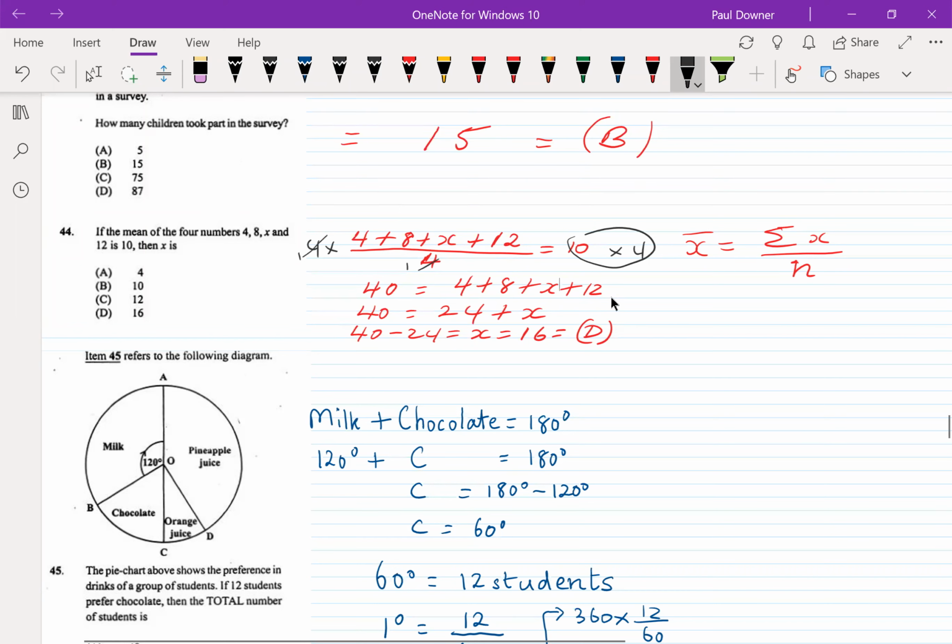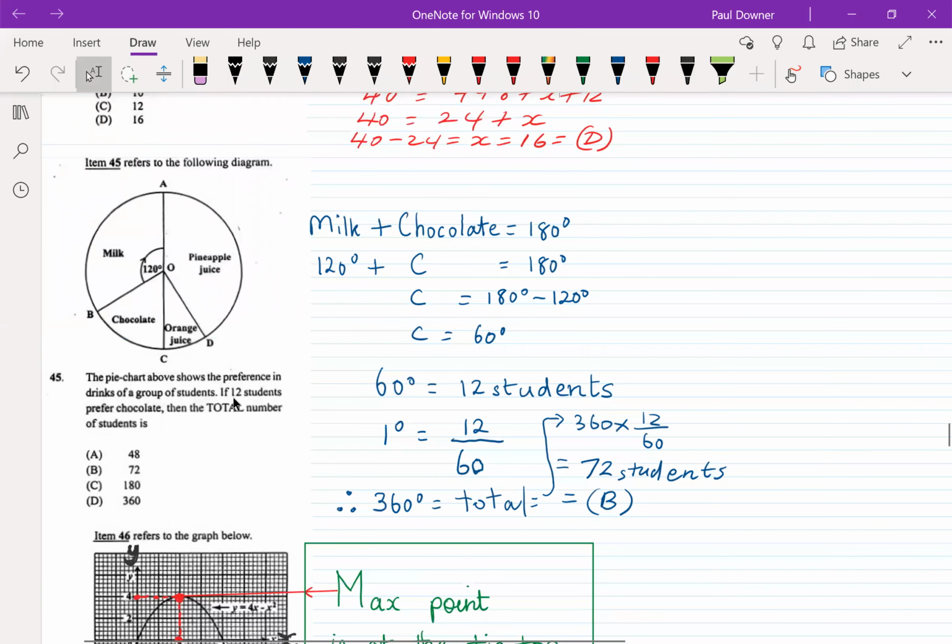4 plus 8 plus x plus 12. And therefore, 40 is equal to, when you add up 4 and 8, you get 12, and 12 plus 12 is 24, plus x. And therefore, to get x, we just simply minus 24 on both sides. Some people say bring it over, change the sign. 40 take away 24 is x, and 40 take away 24 is 16. So your answer there is D, because D is 16.